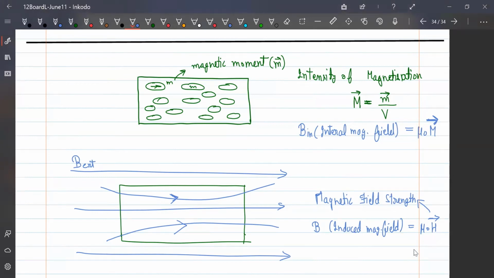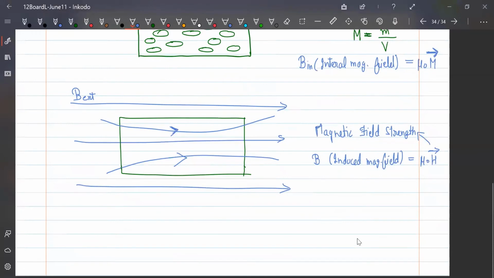यहाँ तो कोई डाउट, कोई क्वेश्चन? Okay. So mu naught into H is equal to B exterior, right? हाँ, B external लगाया था, उसकी वजह से जो अंदर मैग्नेटिक फील्ड जनरेट हो रहा है, that is induced magnetic field, that is mu naught into H. ये एक्सटर्नल के इक्वल नहीं है, एक्सटर्नल की वजह से जो इंड्यूस हो रहा है वो है ये. Got it? Yes. एक्सटर्नल की वजह से जो इंड्यूस हो रहा है वो एक्सटर्नल के इक्वल नहीं होगा, कभी ज्यादा होता है कभी कम होता है.